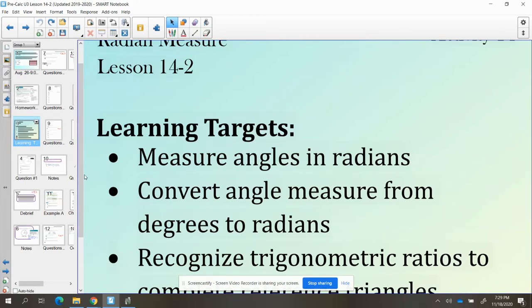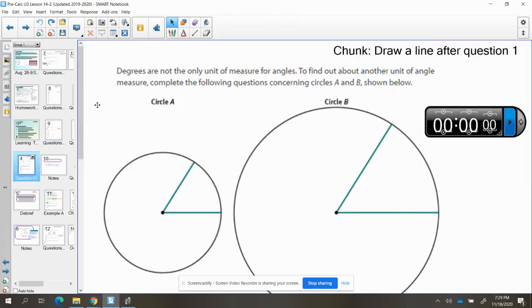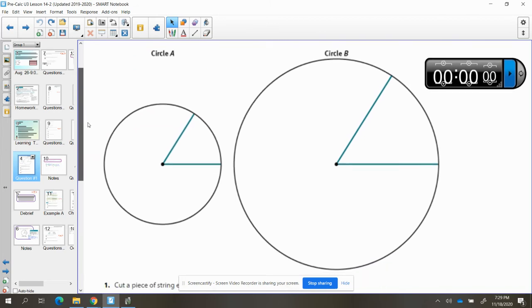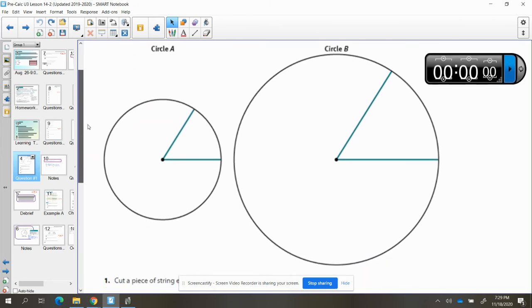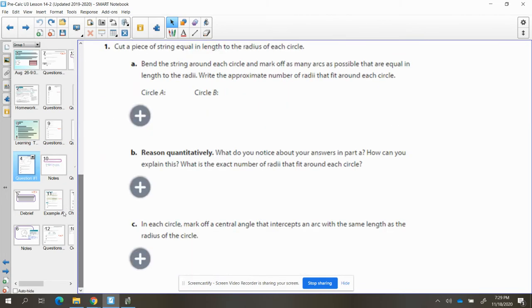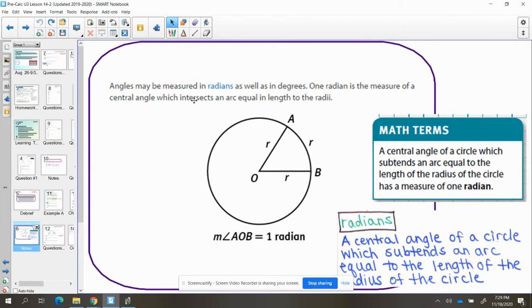Everyone, today we are talking about the first part of lesson 14.2, which is going to talk about measuring angles in radians versus degrees and converting between the two forms. Now in class we talked a little bit about the relationship between 2 pi r, the circumference of a circle, and its radius.